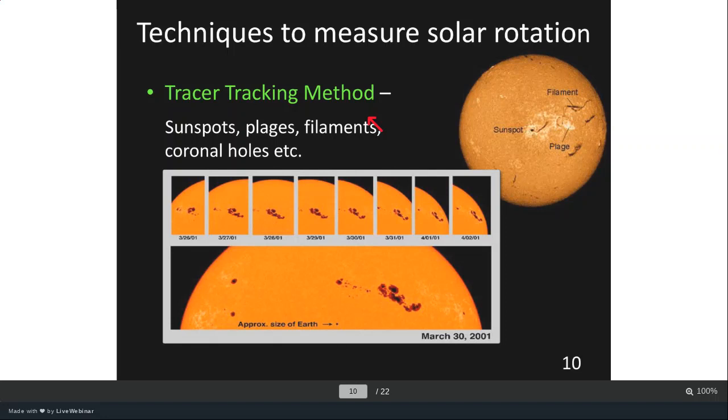Techniques to measure the solar rotation. The tracer tracking method is one of the oldest methods, in which sunspots, plages, filaments, coronal holes, etc. can be tracked one by one. In this diagram, we can see these are some features. These are sunspots which can be tracked day by day, and finally the rotation rate can be obtained. This is one of the oldest methods. I think this was the first method.